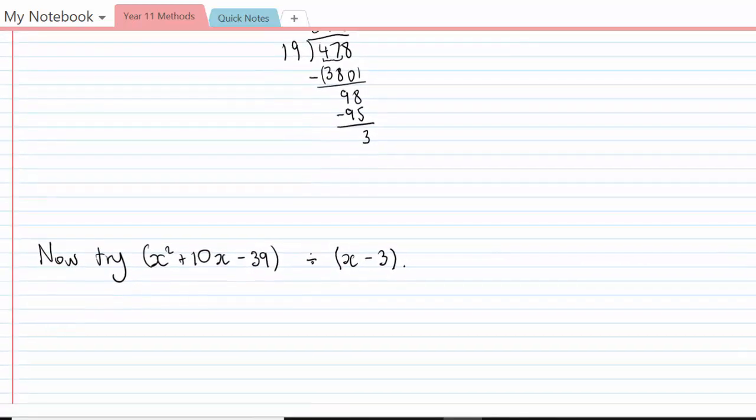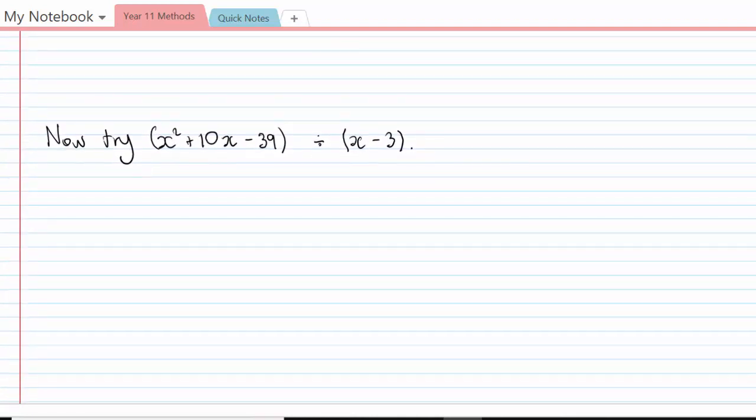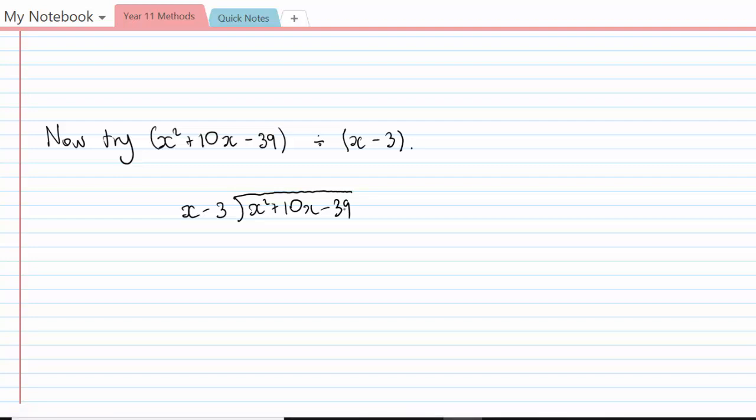Now I've got a quick example here. So we're going to try doing x squared plus 10x minus 39 divided by x minus 3. So what I'm going to do is write the x minus 3 out the front there, and then the x squared plus 10x minus 39. Now this is going to be a nice answer. I did pick a factor of the number, just to highlight how this process is going to work for you, make it nice and easy.